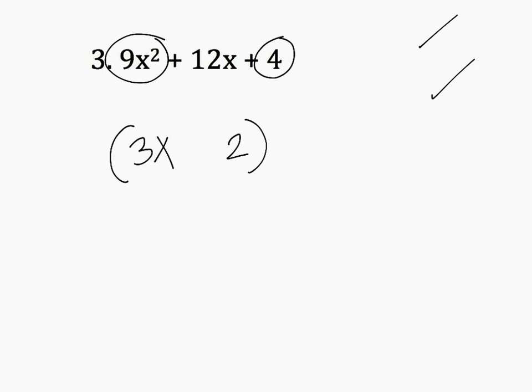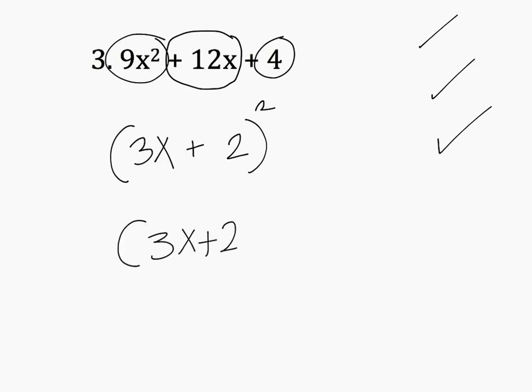Now let's see if the middle term follows a certain pattern. Now multiply those two numbers by themselves. So 3 times 2 is a 6. Now double that. 6 times 2 is a 12. So check. Satisfies the third rule. What's the sign of the middle term? Positive. So I put plus between the 3x and the 2, and then square on the outside. That means my factored form is 3x plus 2 to the power 2.